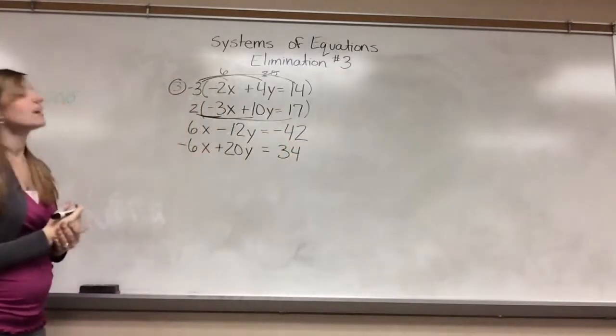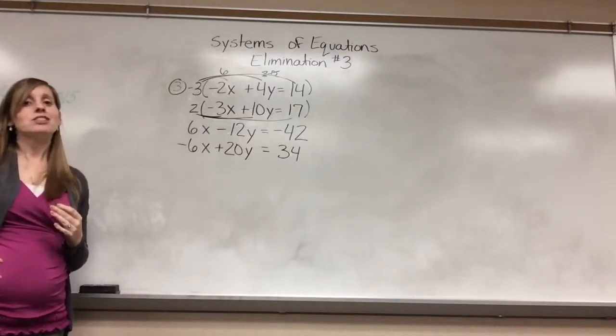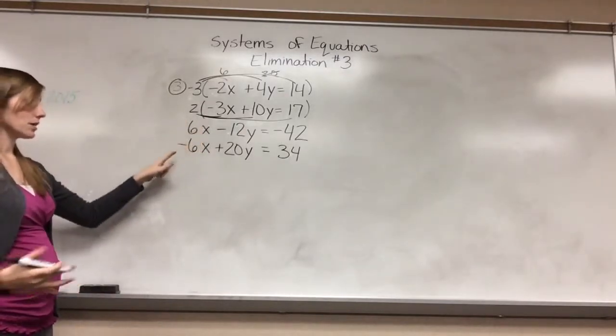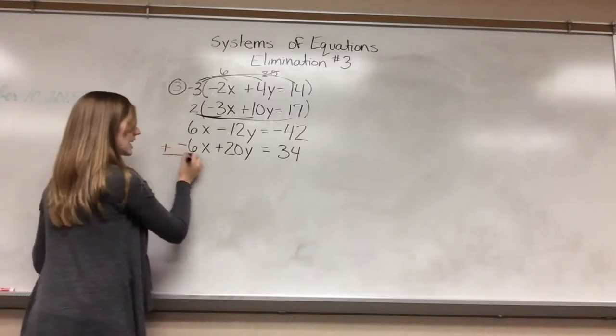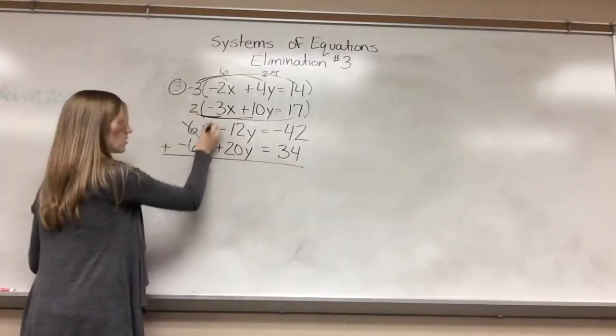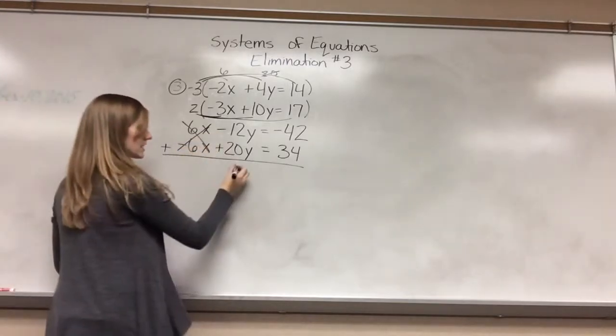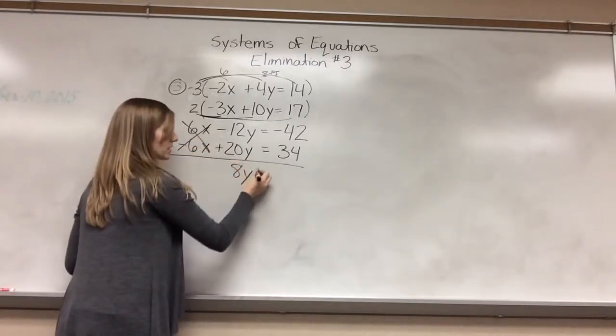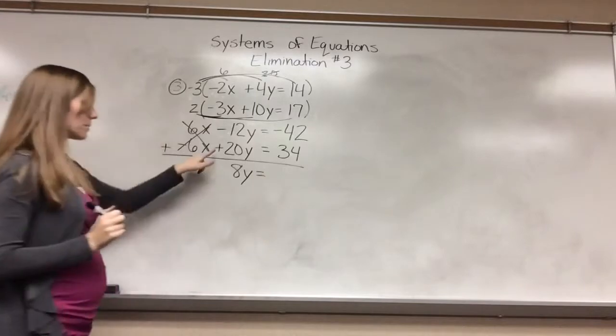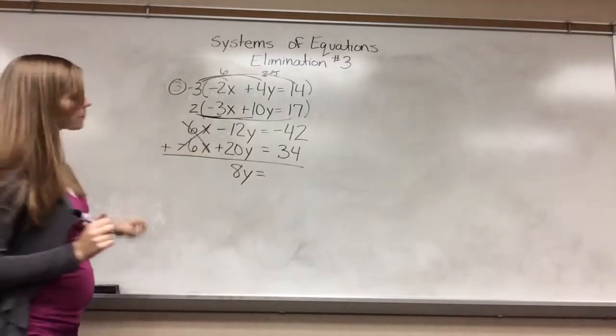Yep. Now I can add the 2 equations together because my x's will cancel out. A positive 6x and a negative 6x is 0, so those are gone. Negative 12y plus 20 is 8y. The signs were different, that's why I subtracted. Make sure you keep the sign of that bigger number.